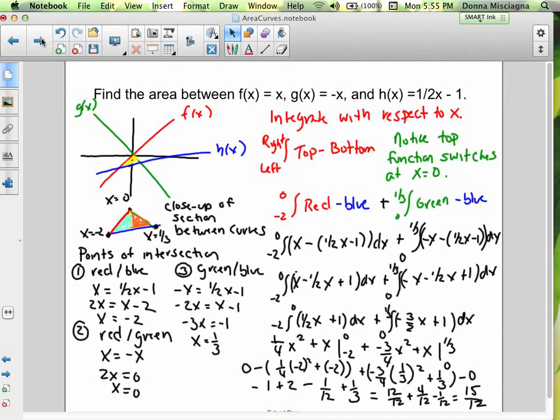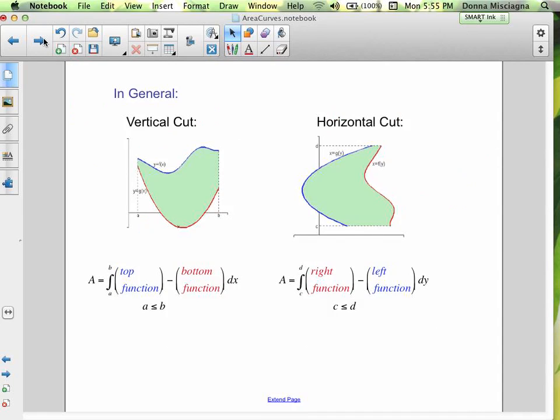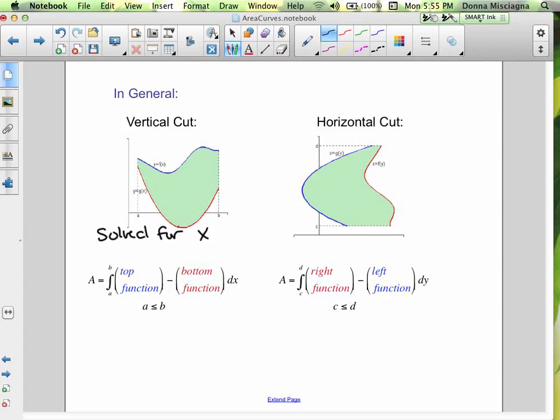I think I have maybe 2 more slides. All right, so in general, if you have a vertical cut, it's going to be top function minus bottom function. That's a dx, right, and it should be solved for y. So don't use it if you've got a y squared. And then a is your lower limit, b is your upper limit, and a is going to be smaller than or equal to b. Of course, if they're equal, we have no area whatsoever.